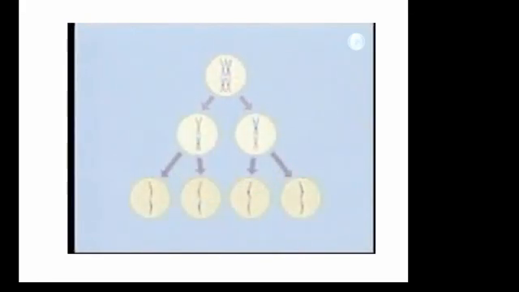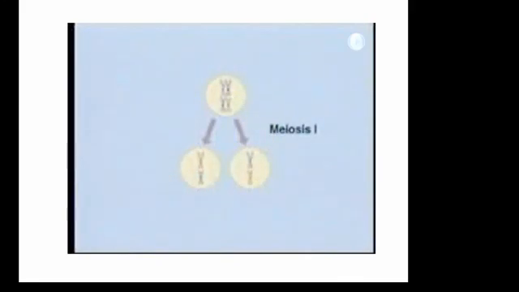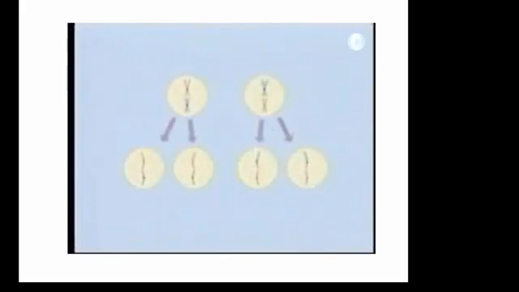The parent cell divides twice during meiosis. The first cell division is called meiosis 1. During meiosis 1, the homologous chromosomes are separated. 2 new cells are formed, each containing half the chromosomes from the parent cell. A cell with only 1 set of chromosomes is called a haploid cell. The second cell division is called meiosis 2. During meiosis 2, the sister chromatids of each chromosome separate. The 4 daughter cells are also haploid cells.